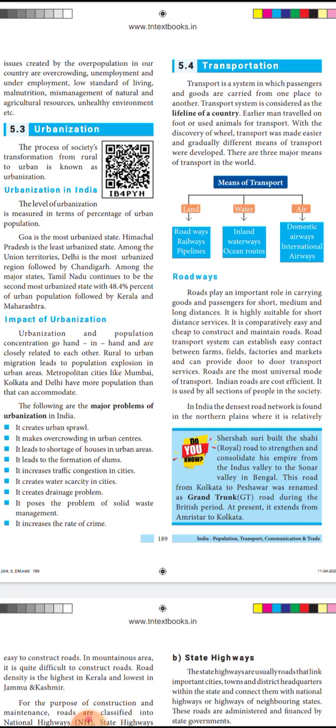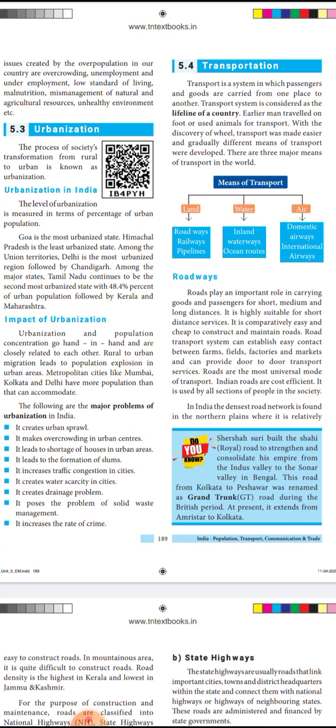For the purpose of construction and maintenance, roads are classified into national highways, that is NH roads, state highways, SH, district roads, rural roads, border roads, and international highways. So these are the different types of roadways.